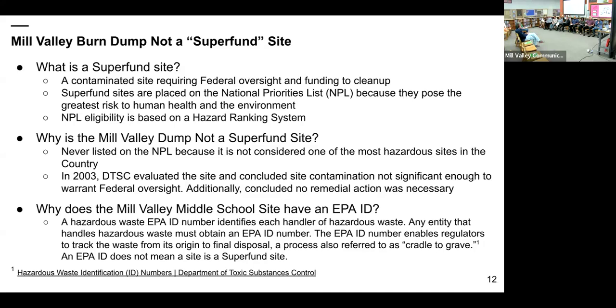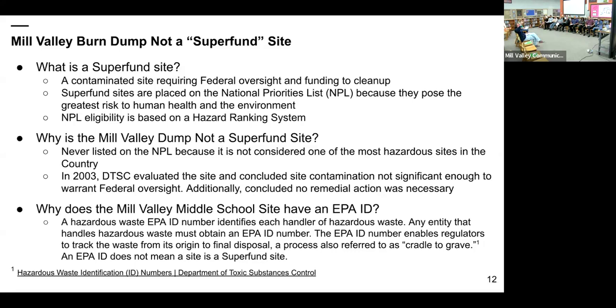One of the reasons, well, the main reason why Mill Valley Dump is not considered a Superfund site is because it was never placed on the National Priorities List, and it's not considered one of the most contaminated sites in the country. DTSC in 2003 evaluated the site and determined that no federal oversight was warranted, and therefore it did not classify as a Superfund site, and no additional remediation was necessary based on the current condition of the site.